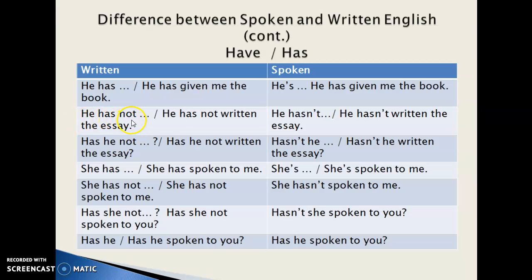He has not. He has not written the essay. He hasn't. He hasn't written the essay. Has he not? Has he not written the essay? Hasn't he? Hasn't he written the essay?